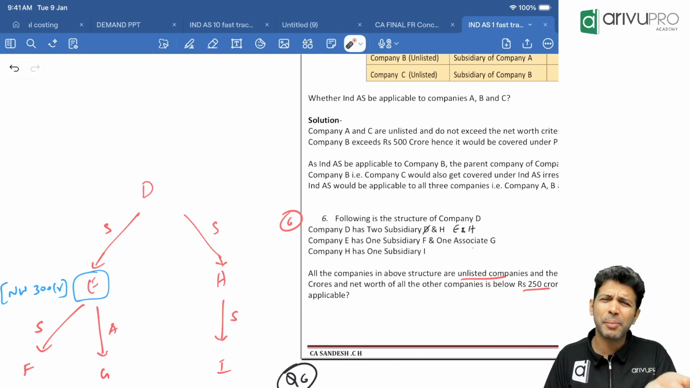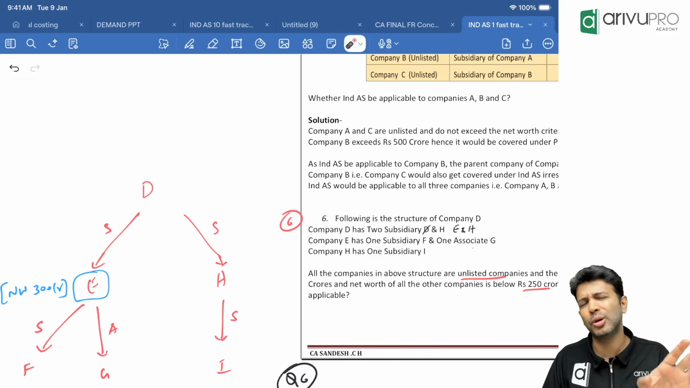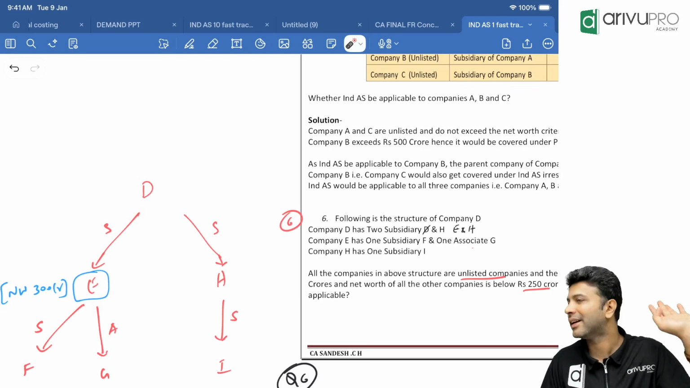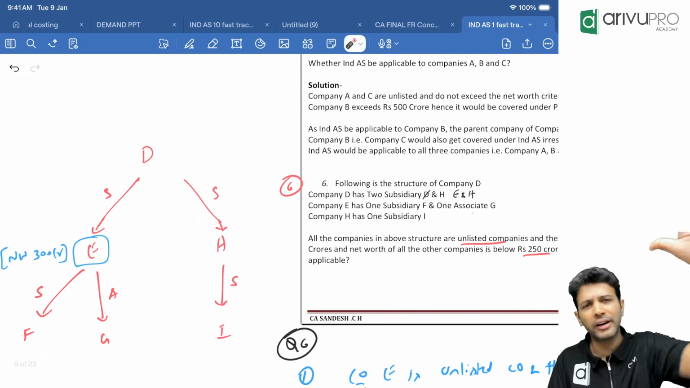But practically, all this issue will not arise at all. If the parent is adopting Ind AS, then you can be absolutely sure that everyone in the group will apply Ind AS. This will not arise at all because the parent will tell them, even if it is not satisfied, voluntarily adopt.